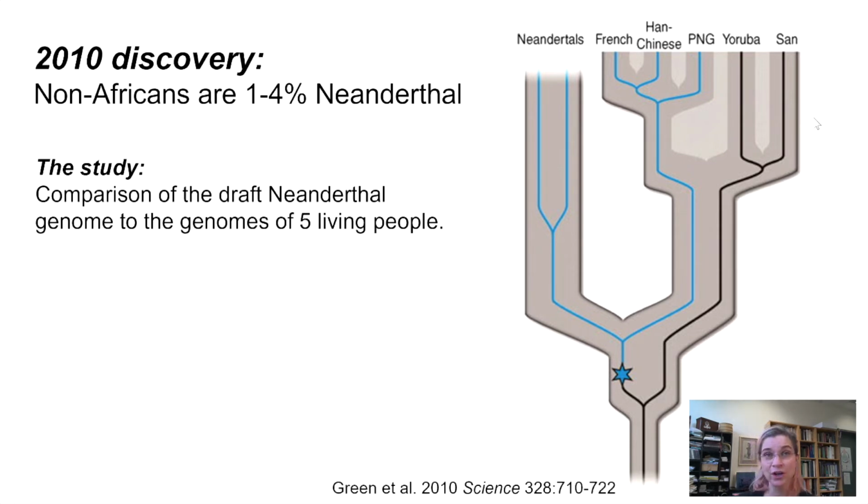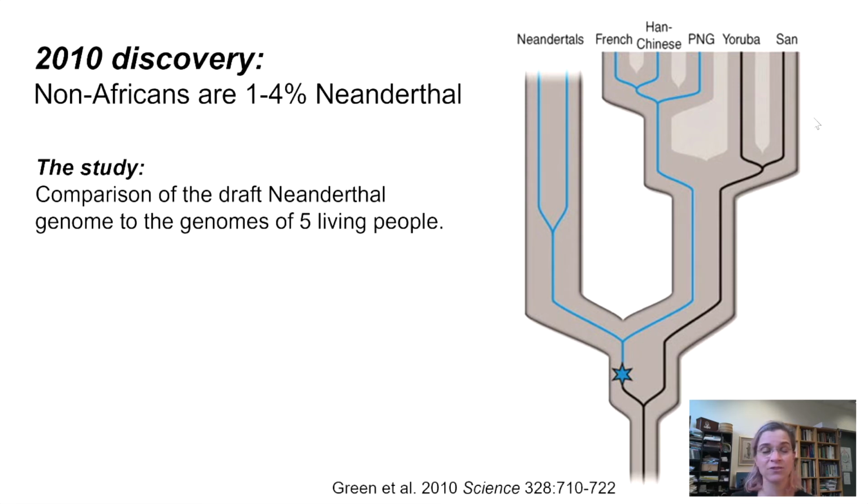So they had the genome of a French person, one French person to represent all of Europe. They had a Han Chinese person to represent all of Asia. They had a person from Papua New Guinea represent all of Southeast Asia. And they had all of Africa being represented by 2 people, one person from Nigeria in Western Africa of Yoruban ancestry, forgive me for mispronouncing that, and another person from the San in South Africa. That was it. 5 people.